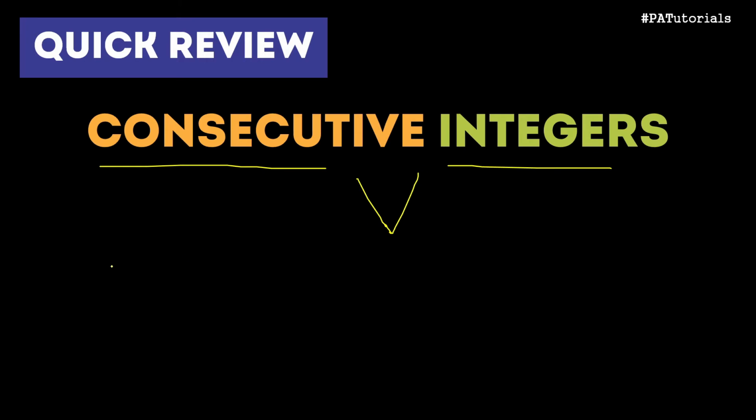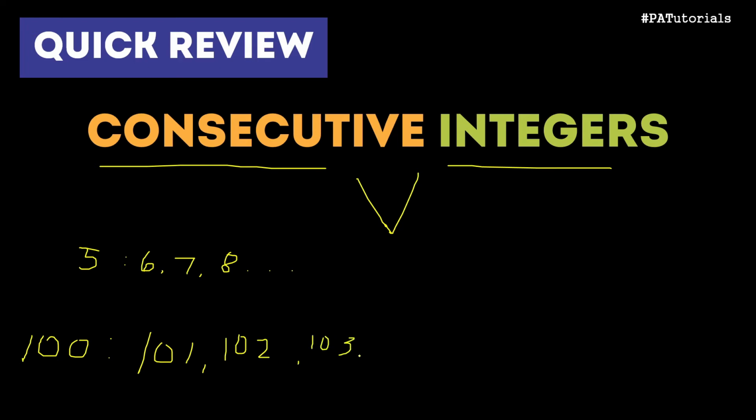So, let's say for example, we have 5. Ano yung mga kasunod niya numbers? That would be equal to 6, 7, 8, and so on and so forth. What about 100? So, ang mga kasunod niya would be 101, 102, 103, and then so on and so forth. So, ganun lang yung concept natin ng consecutive integers.